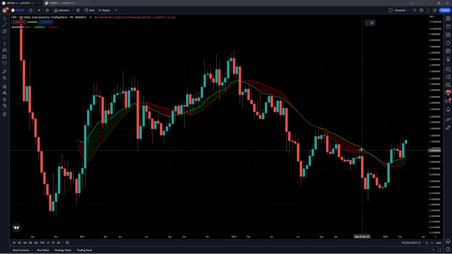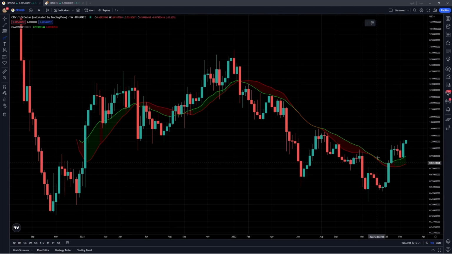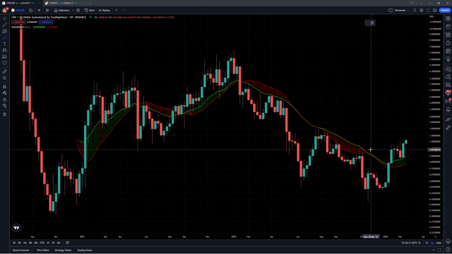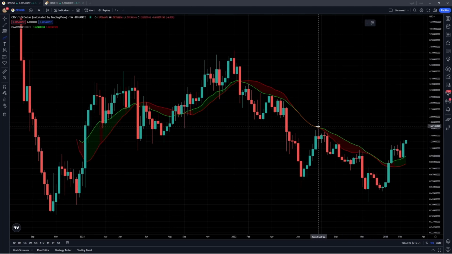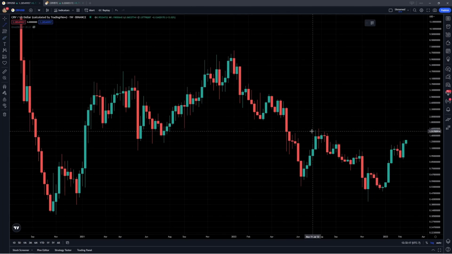So right here you can see that we rejected at this level right around $1.07 just before that FTX crash, and we've broken back above that level to form a higher high, definitely just reversing this downtrend, definitely reversing the structure that we've seen throughout the entirety of 2022.